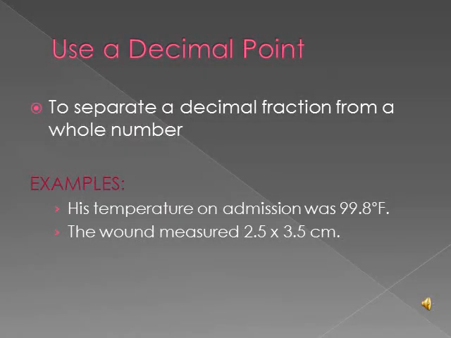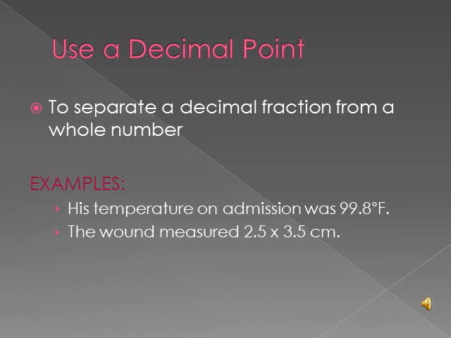We're going to use a decimal point to separate a decimal fraction from a whole number, such as his temperature on admission was 99.8 degrees Fahrenheit, 99.8. The wound measured 2.5 by 3.5 centimeters. And that's how that would be dictated.